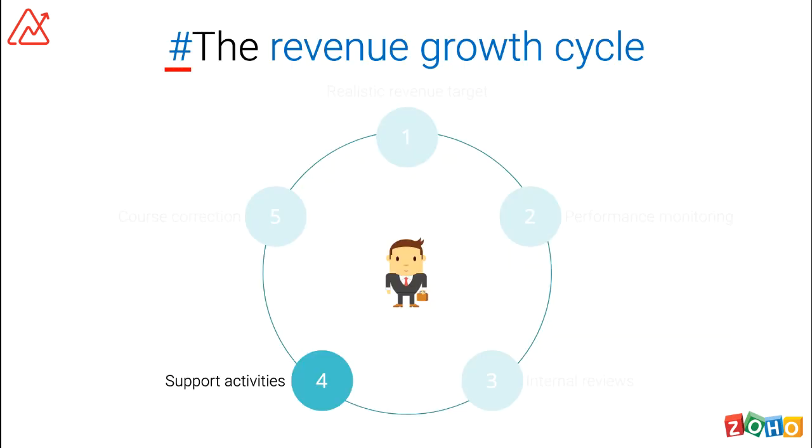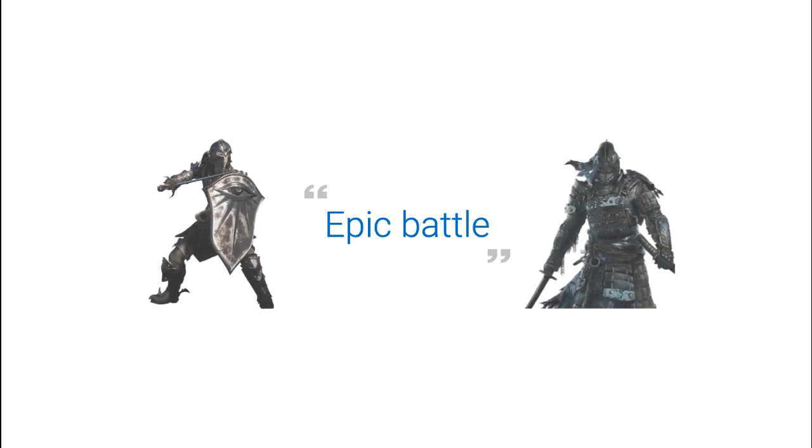With that, we move on to stage 4 of the revenue growth cycle, and that's all about your supporting activities. So folks, any guesses? Any guesses what is this epic battle that I'm talking about? Yes, it's not Thanos versus Avengers or Batman versus Superman, but this is an age-old epic battle in the corporate sector. Okay, that's between the sales and the marketing teams.